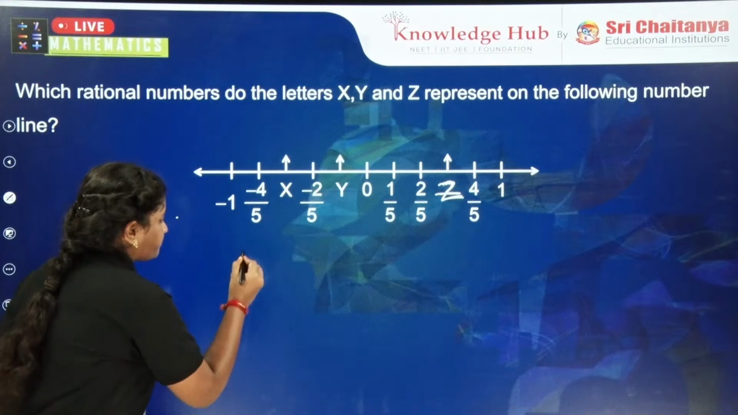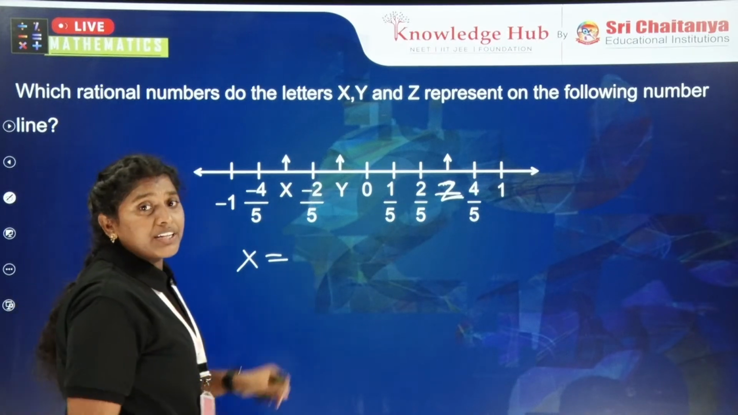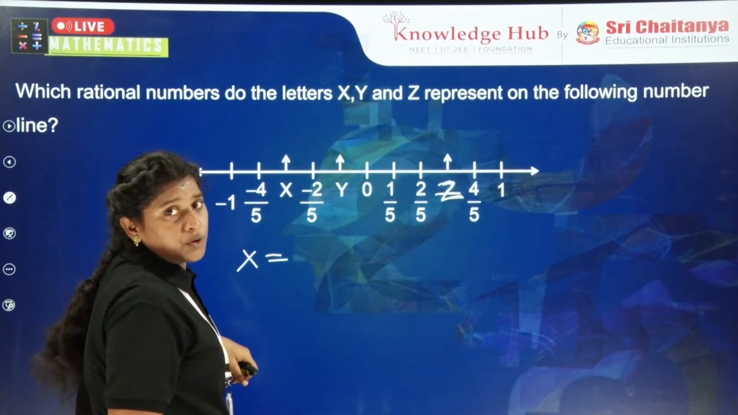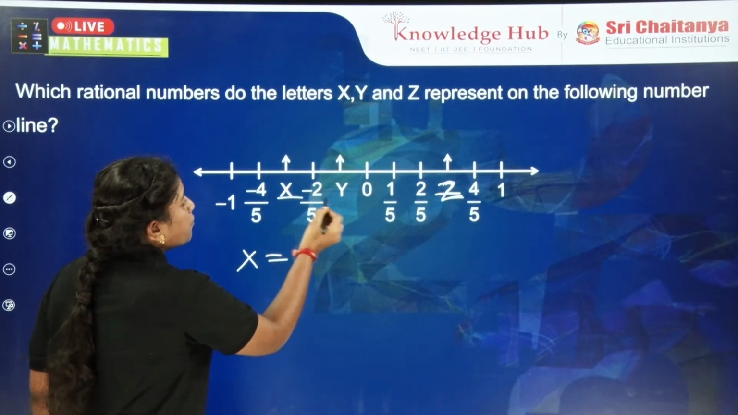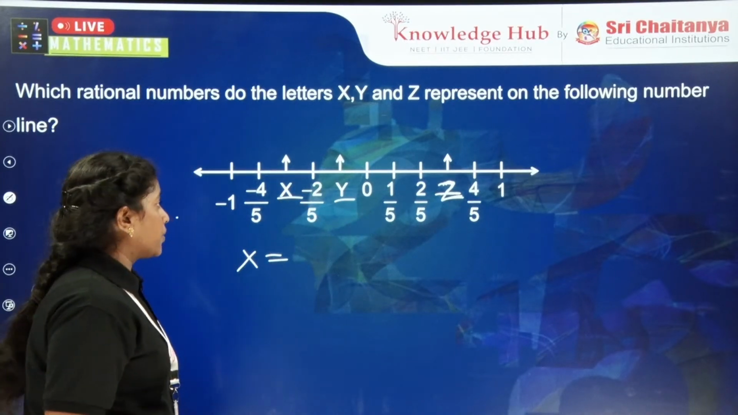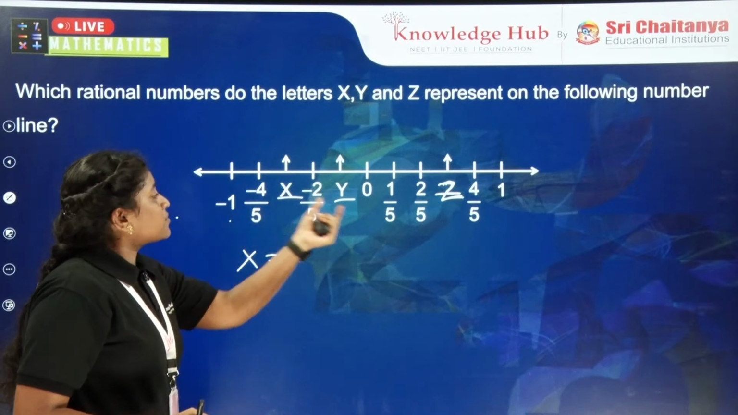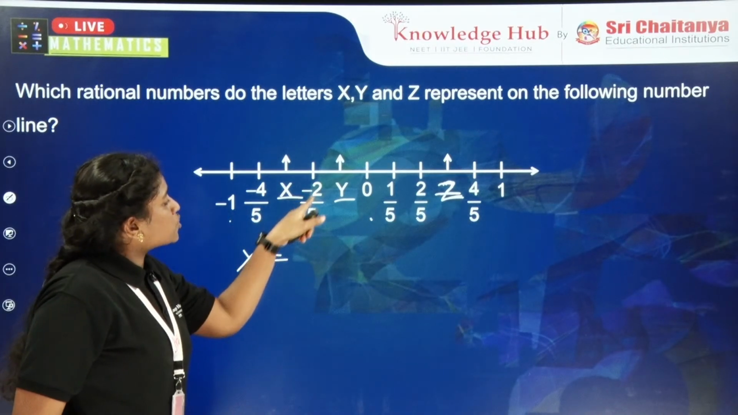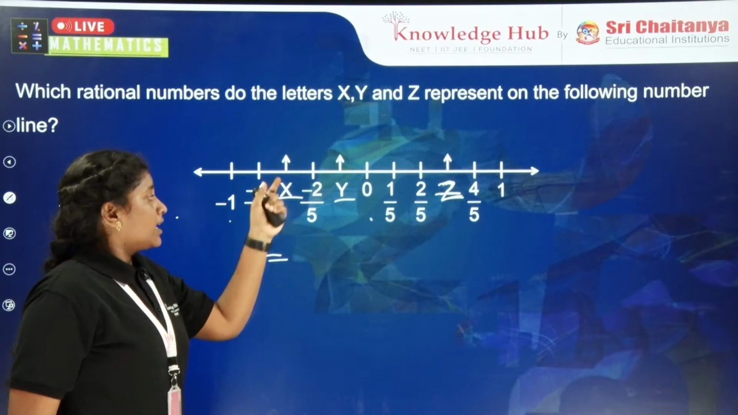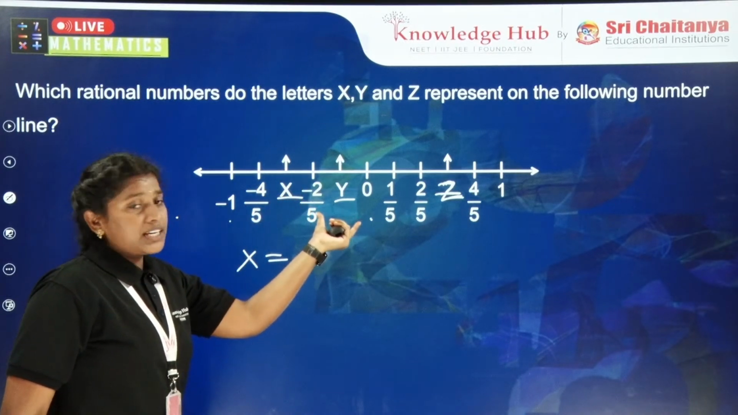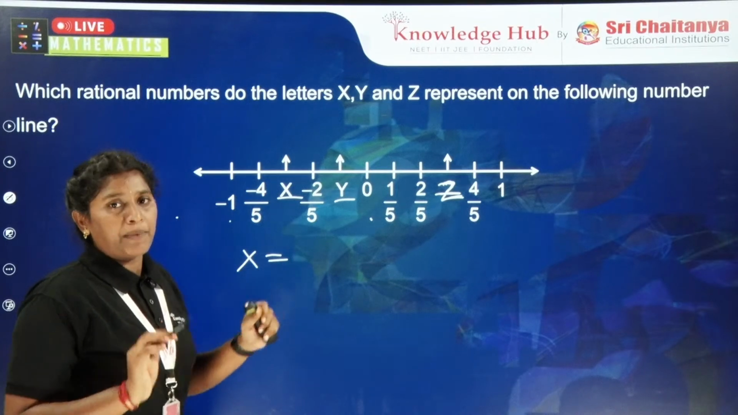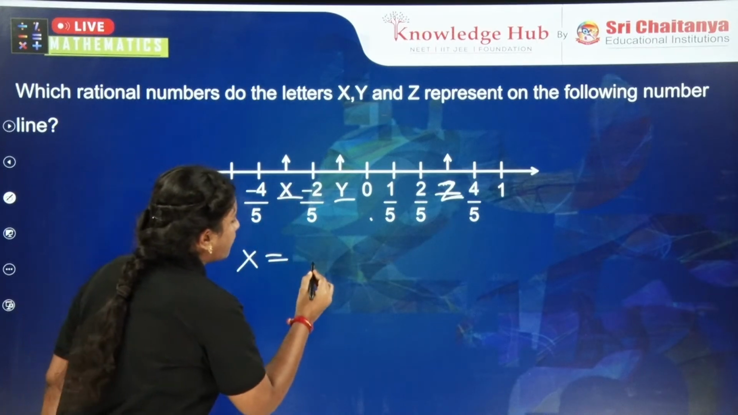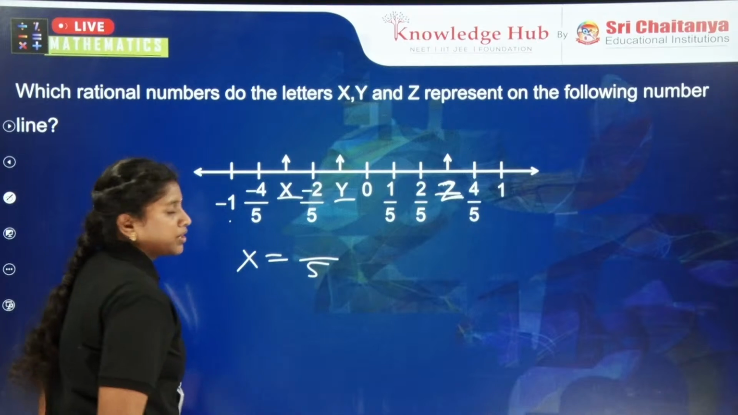Coming to the x, we are having them on the left side of the 0. So that means x and y both are negative, and they lie between -1 and 0. And if you look here, we are having -2 by 5. It means the space between -1 and 0 is divided into 5 parts. So whatever the x you are having, the denominator should be 5.